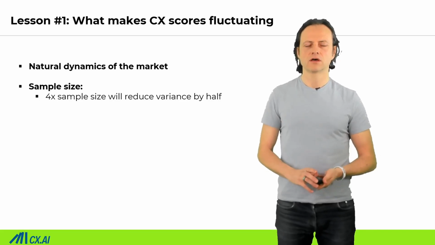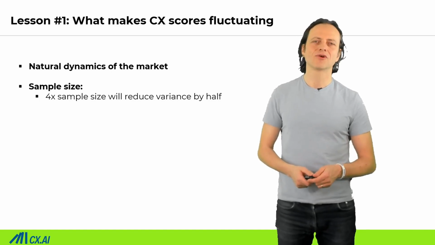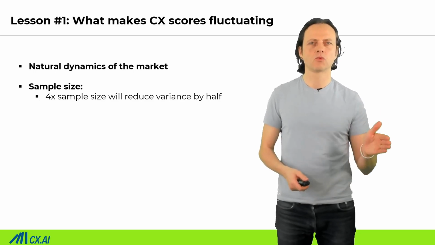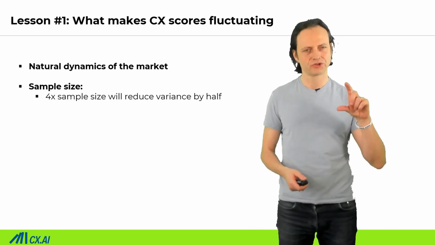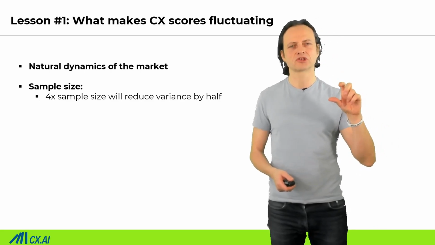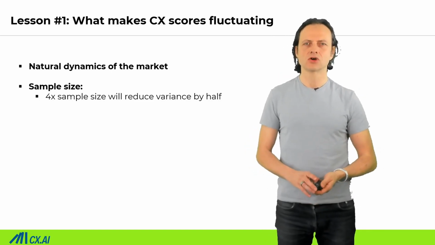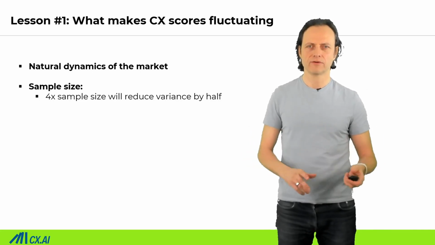And what many people forget is that it will not save your life if you simply double your sample size, because actually you need 4 times more sample size to get double stability. To reduce your variation by half, you need 4 times more sample size. So sample size is not a merit and a solution for everything.